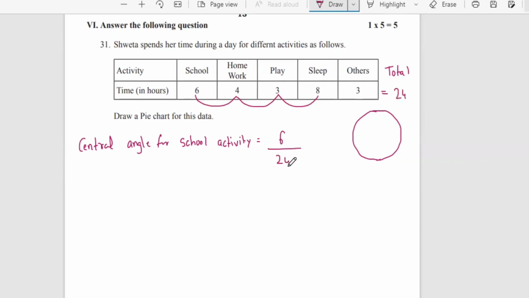6 divided by 24 into 360. Because a pie chart is drawn on a circle and the whole angle of a circle is 360 degree. Let us do cancellation. 6 ones are 6 and 6 fours are 24, 4 ones are 4 and 4 nineties are 360. The school activity central angle is 90 degree. Moving to the next one, central angle for homework activity.